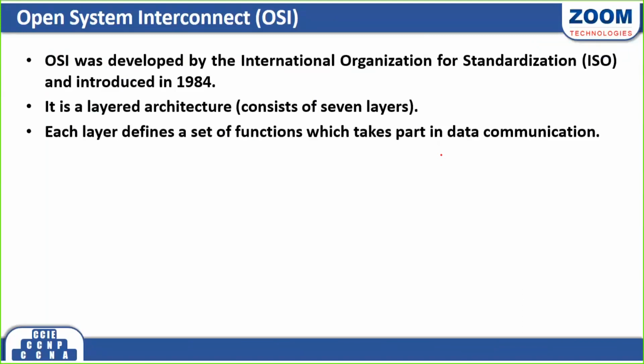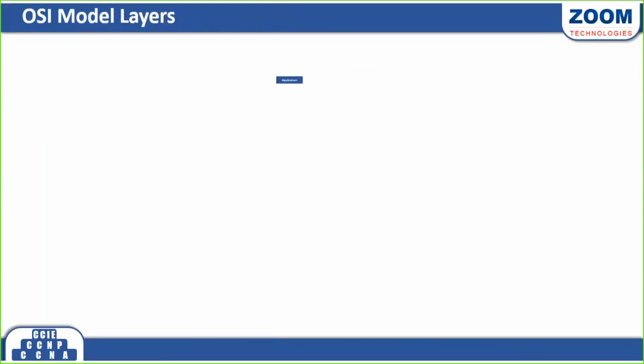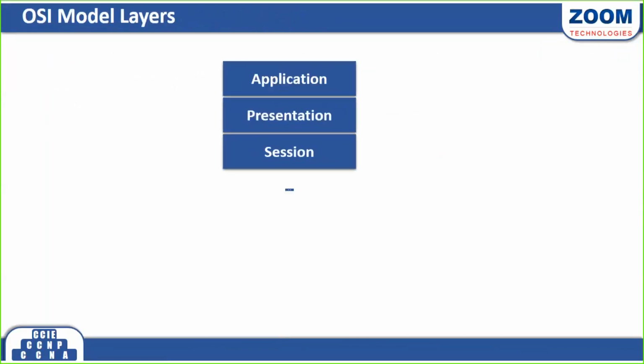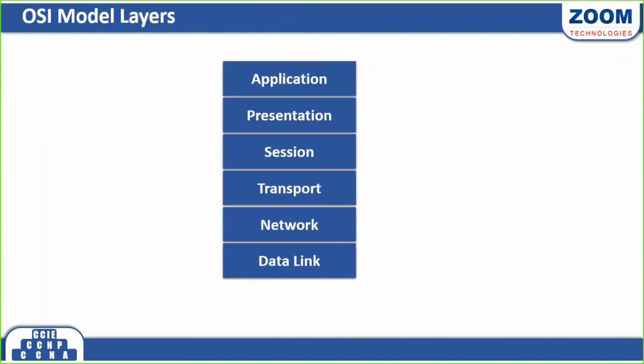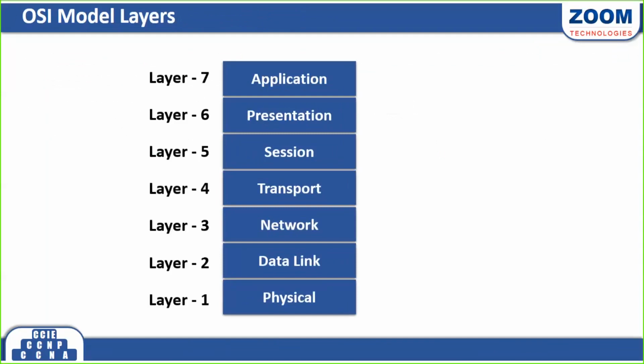So what OSI is telling is that your data communication happens in 7 different layers, and each layer has a set of functions. The top one is application, then presentation, session, transport, network, data link, and physical layer. In numbering, the physical layer is layer 1, the data link layer is layer 2, and so on.